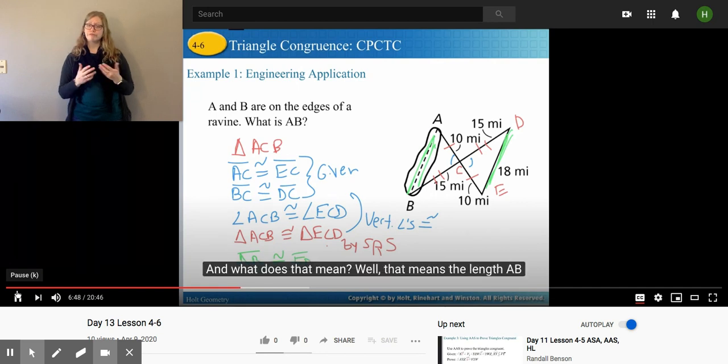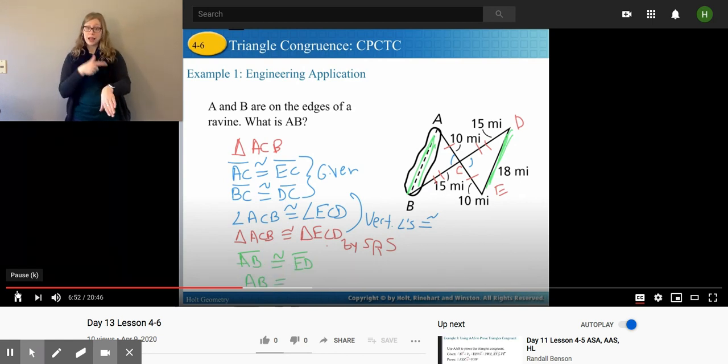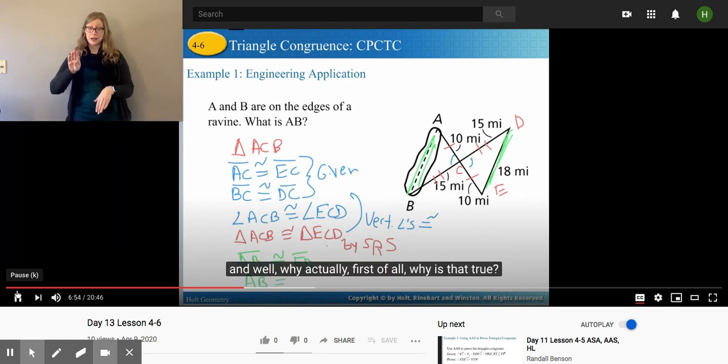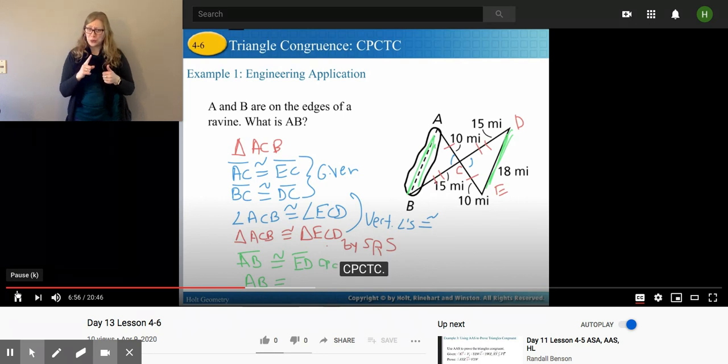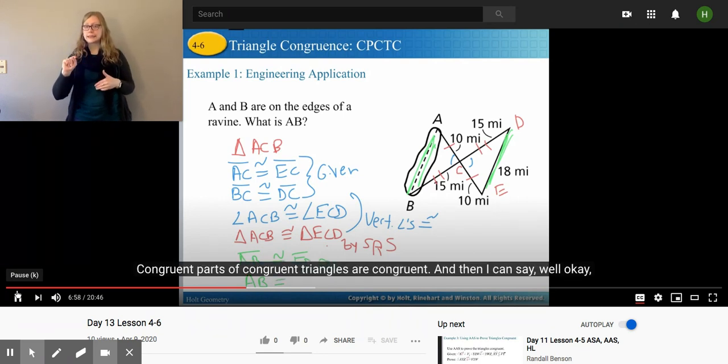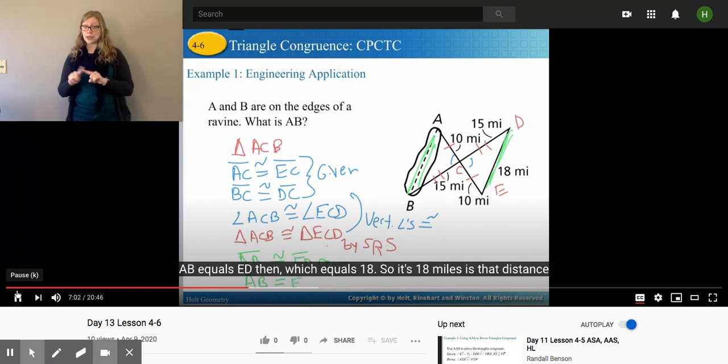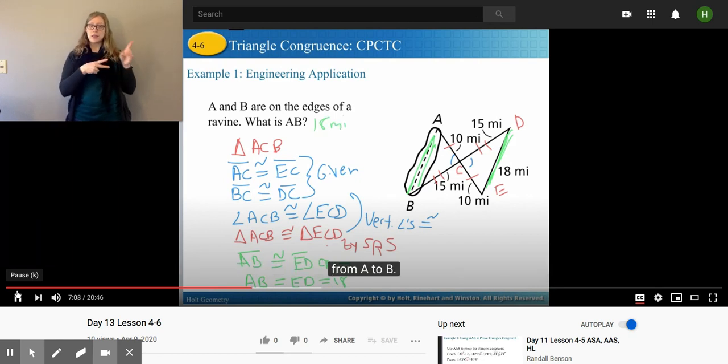And what does that mean? Well, that means the length AB, and actually, first of all, why is that true? CPCTC. Congruent parts of congruent triangles are congruent. And then I can say, okay, AB equals ED then, which equals 18. So it's 18 miles, that distance from A to B.